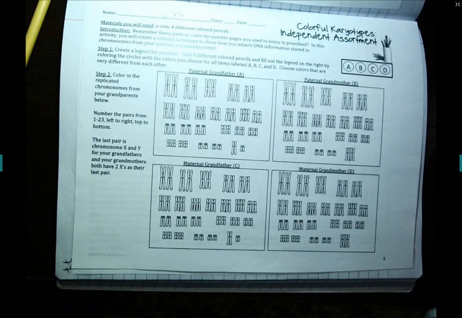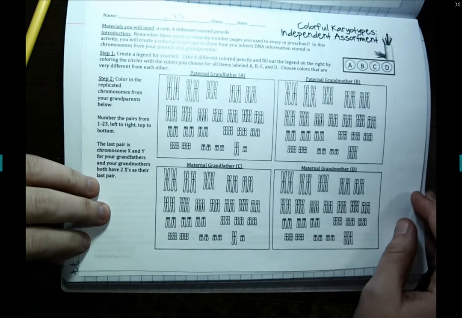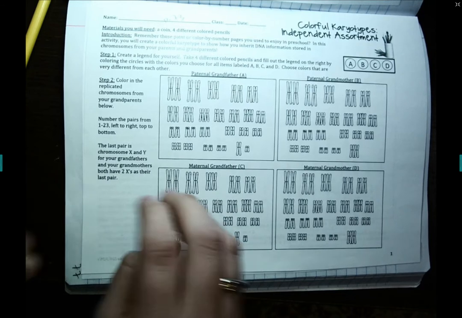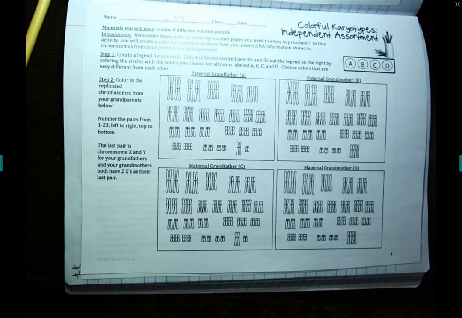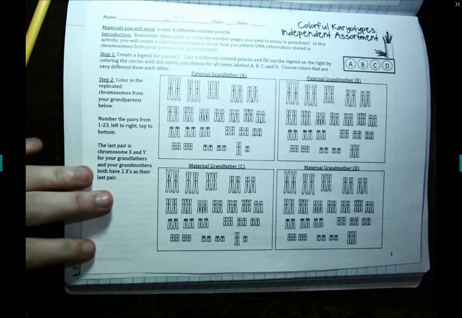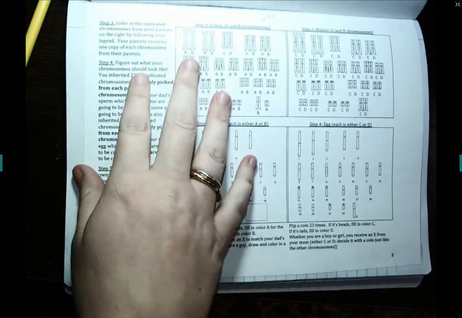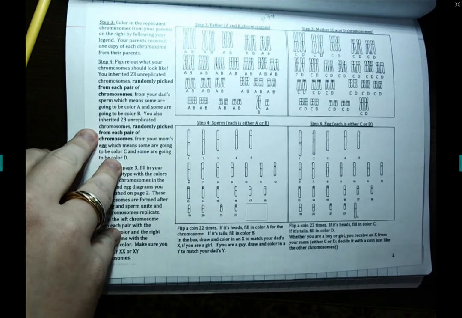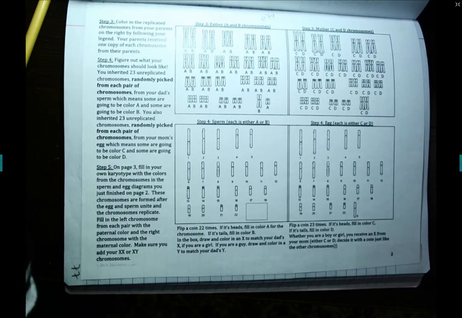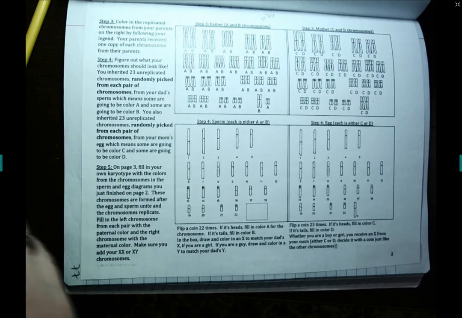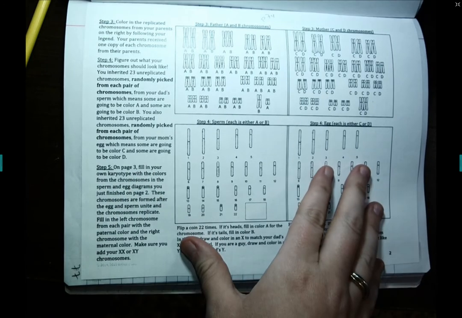Hey there. So today we are going to take a look at the colorful karyotypes assignment. This assignment is actually going to be broken up into two or three parts. It's quite lengthy. So today we're going to take a look at just the first part, which is packet pages 73 and 74. And so what I've done is I have gone ahead and I have cut out those packet pages and I have glued them into my notebook.